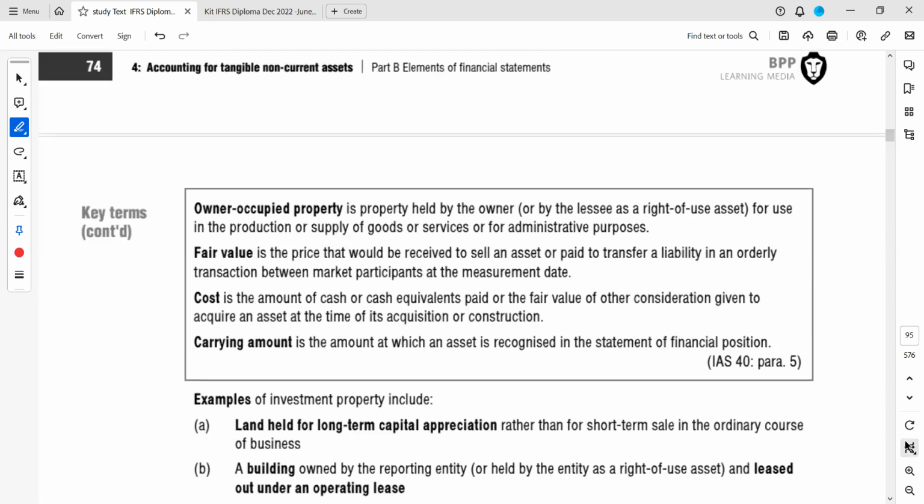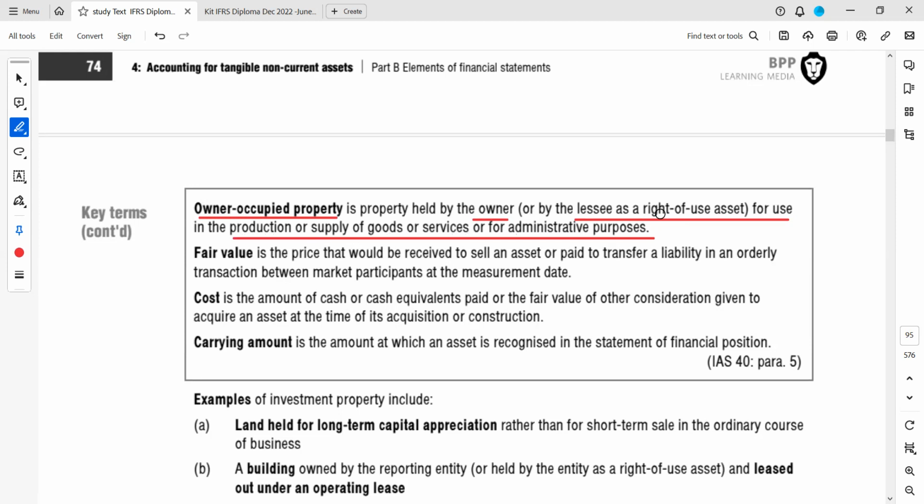Now, the next definition is about owner occupied property. Owner occupied property is property held by the owner or by the lessee as a right to use asset, and the purpose is to use it in the production or supply of goods and services and for admin purpose, and this is basically covered under IAS 16 as owner occupied property.